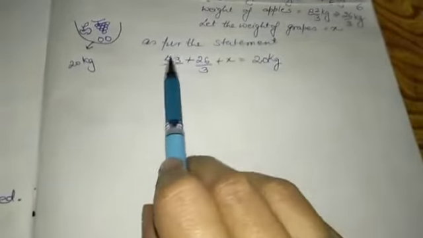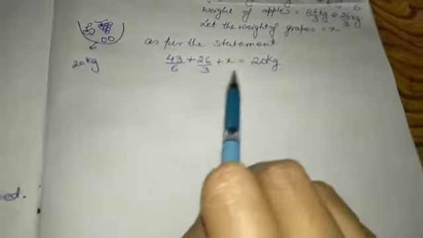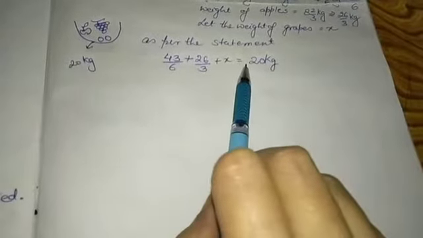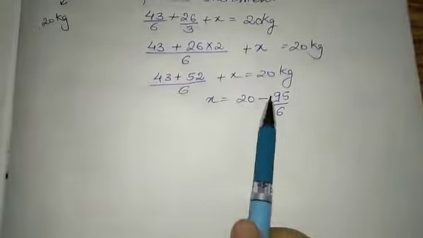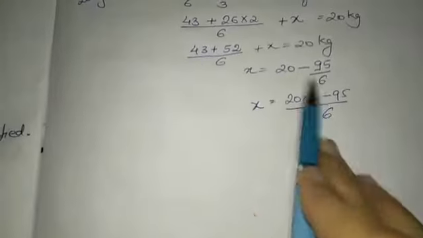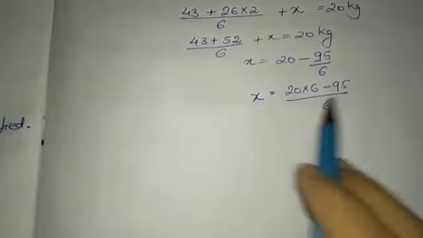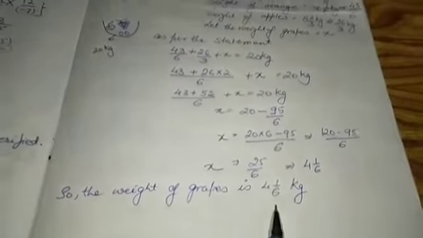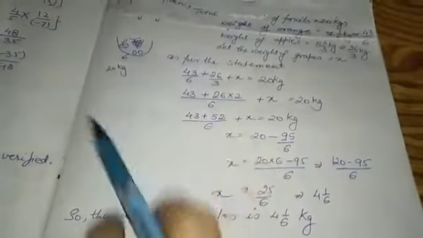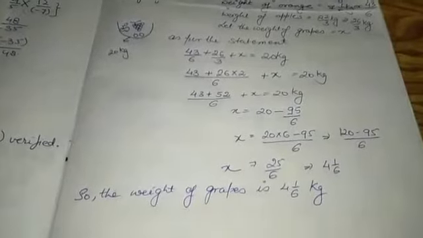Got it, easy? As per the statement, the weight of all these three when included comes to 20 kg. I added the weight of these two and now subtracting it from 20. 6 into 20 is equal to 120 minus 9. So the weight of grapes is 4 1/6 kgs. We added these two and subtracted from the overall value, and we got its value. It is as easy as that.